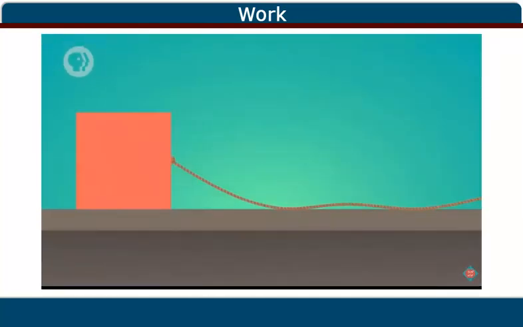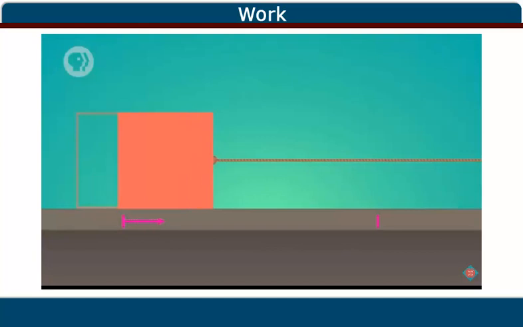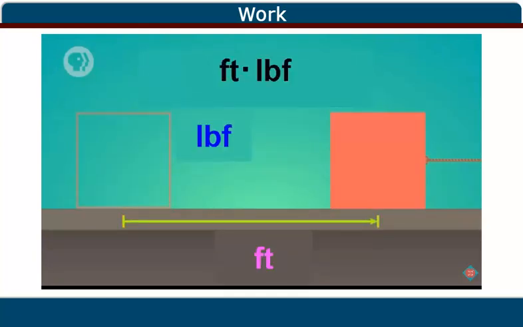For example, if we have an object and it takes 50 newtons of force to move that object 5 meters, we say we have done 50 times 5, or 250 newton meters of work on that object. A newton meter, the unit of work in the SI system, is also called a joule. In the English system, the units of work are expressed in foot-pounds force. Let's look at another example.